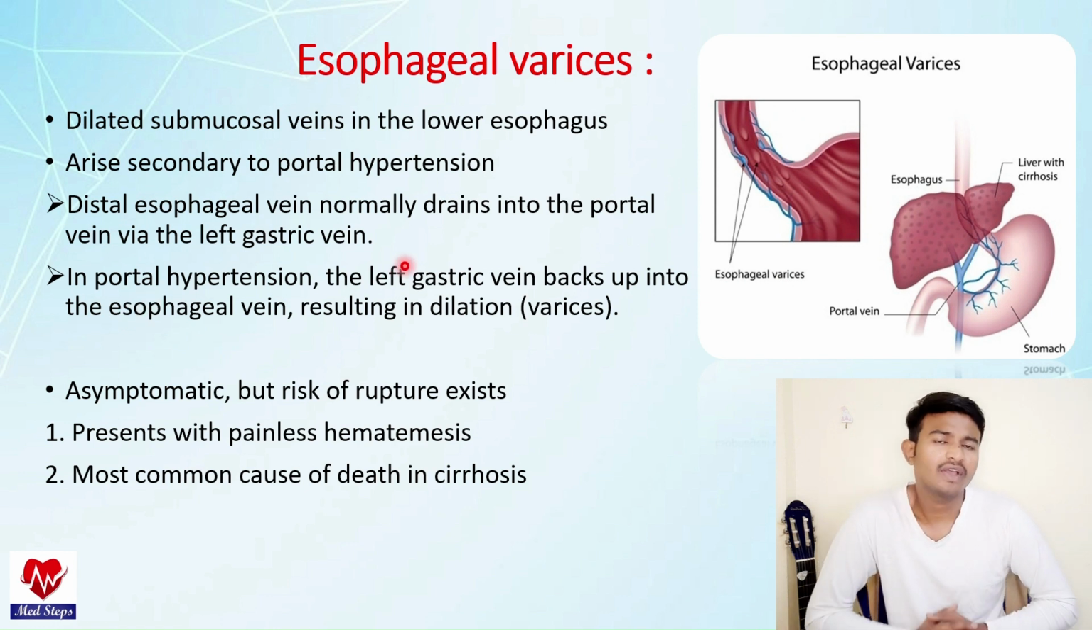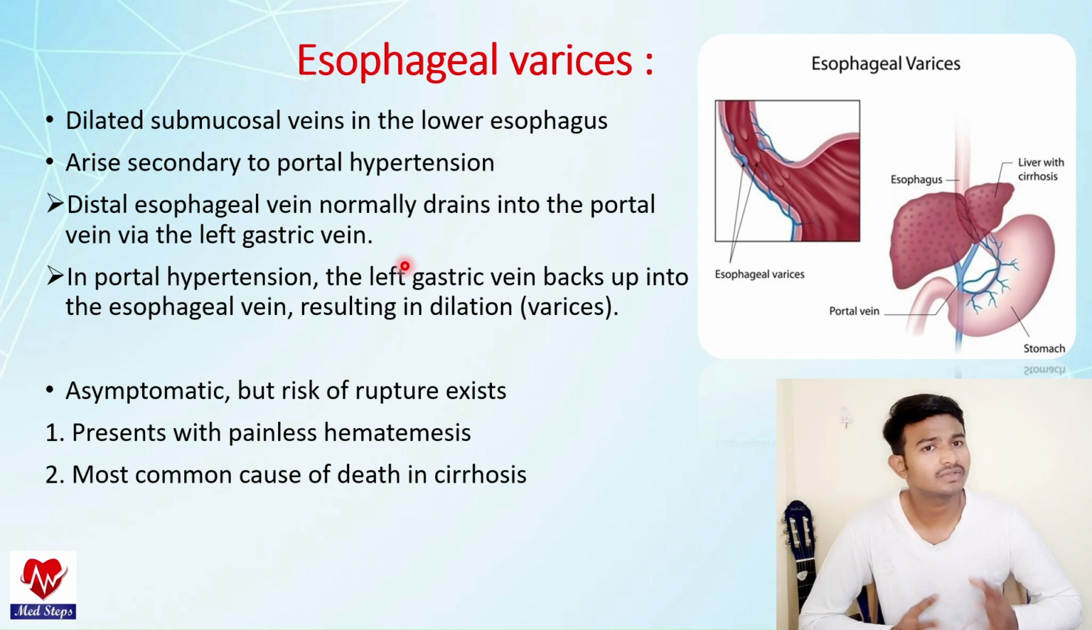In esophageal varices, you will get painful hematemesis, because after dilation the blood vessels will rupture and that blood will go to the stomach area. At that time, because of that irritation, you will get vomiting. In that vomiting, you will have that blood. That's why we call this painful hematemesis. It is the most common cause of death in cirrhosis. If a patient has liver cirrhosis, that patient will get these esophageal varices.